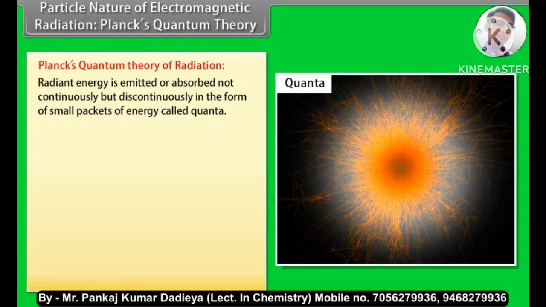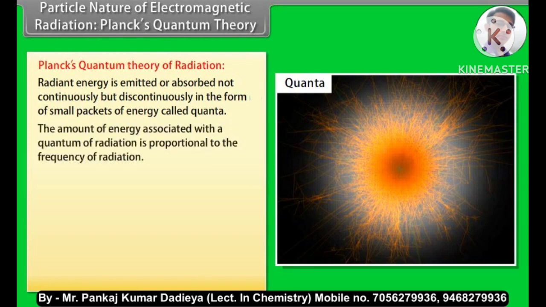Particle nature of electromagnetic radiation. Planck's quantum theory. Planck's quantum theory of radiation: radiant energy is emitted or absorbed not continuously but discontinuously in the form of small packets of energy called quanta.